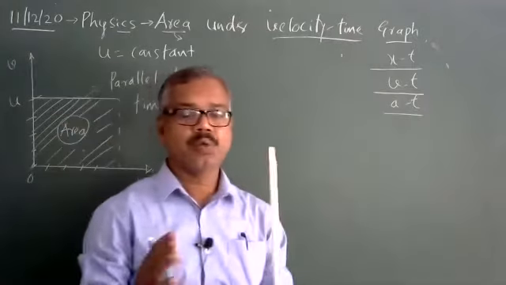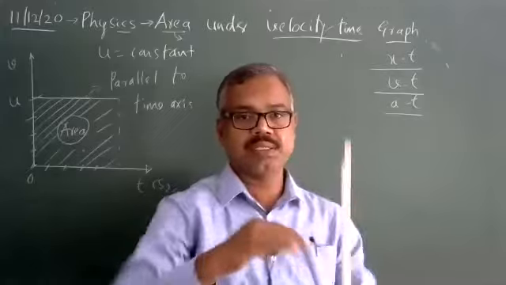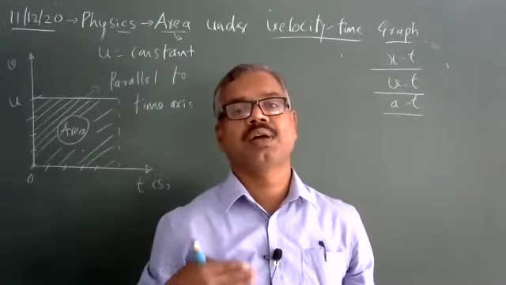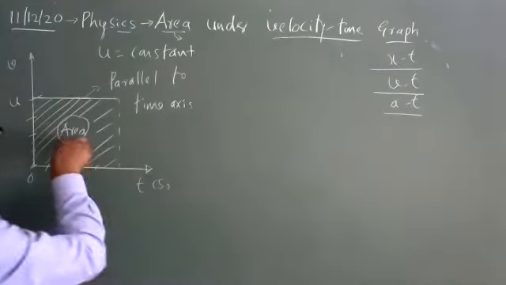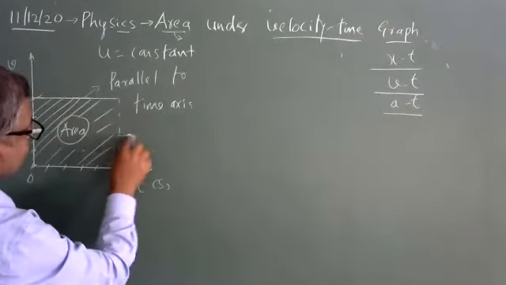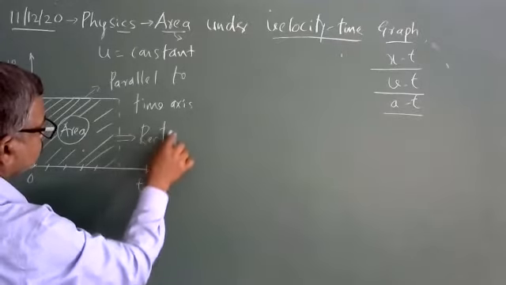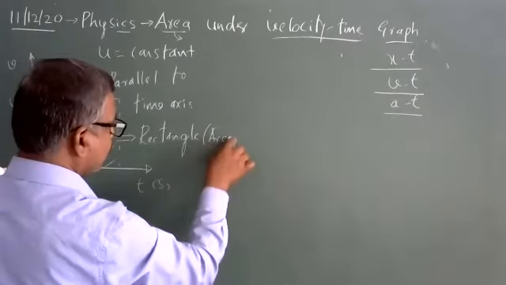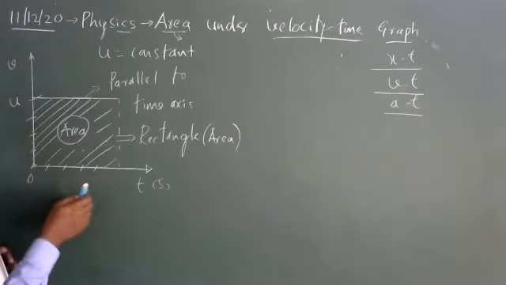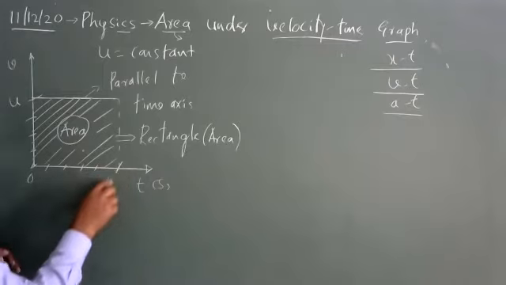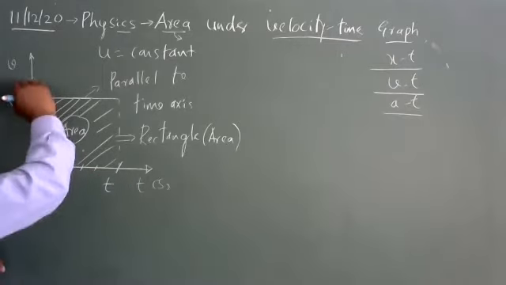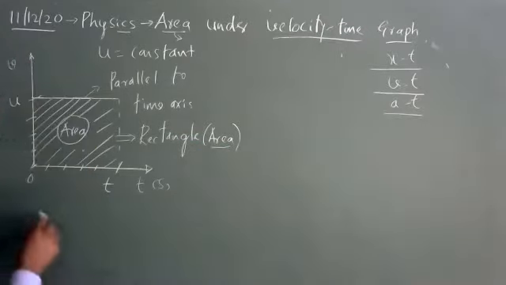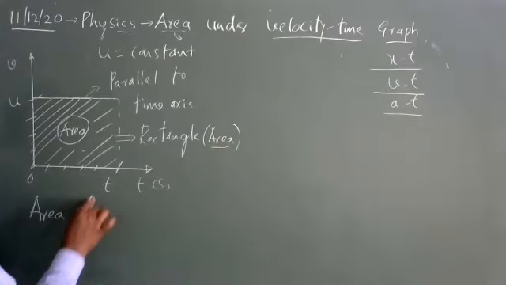What is area? You have two axes: one is the velocity axis, the other is the time axis. Your velocity is constant with respect to time, and anything under this curve is called the area under the curve. Whenever it looks like a rectangle, this is like a rectangle, and I can say it is the area. This width I can take as time t. This length, or you can call it height, into width. The area of a rectangle is defined mathematically here.